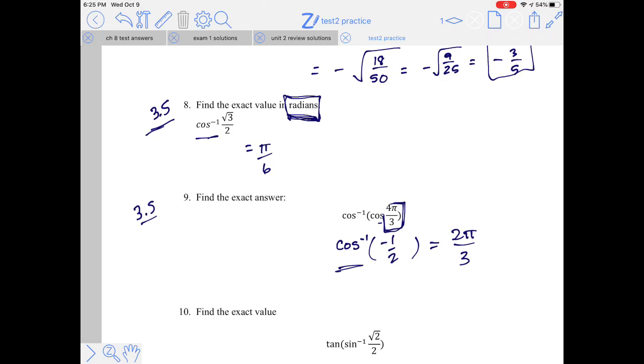Now, let's talk about variations. Suppose I erase the 4 and it's just inverse cosine of cosine pi thirds. Those they cancel straight out. How come? So in this case, they would just straight up cancel each other out, and the answer would be pi thirds. Okay.